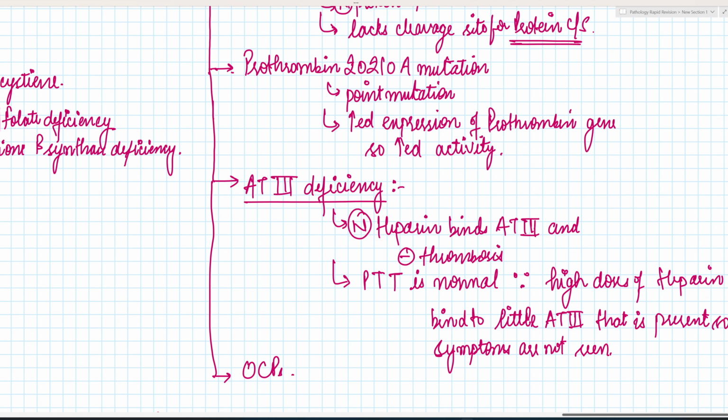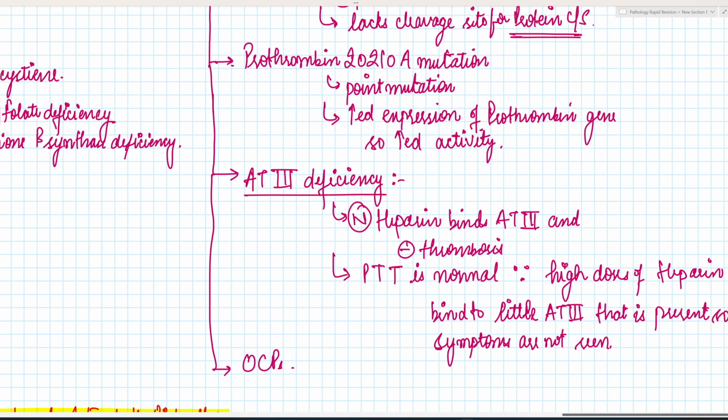The fourth one is antithrombin 3 deficiency. Now, before starting anything, we can already recall what antithrombin 3 is and what its role in coagulation is. Antithrombin 3 is the binding site for heparin. We already know that. Heparin binds to antithrombin 3 and prevents coagulation. So if antithrombin 3 is deficient, heparin cannot function normally.